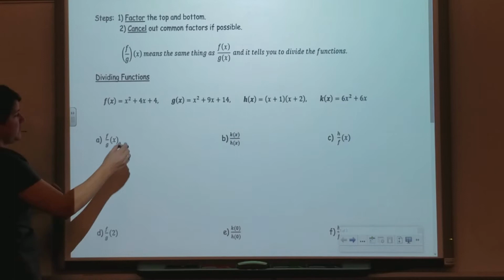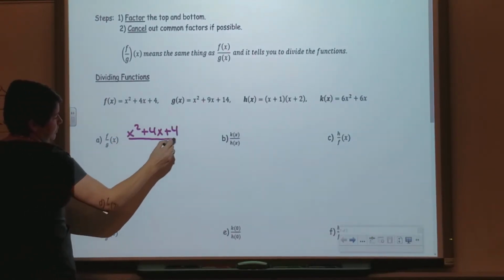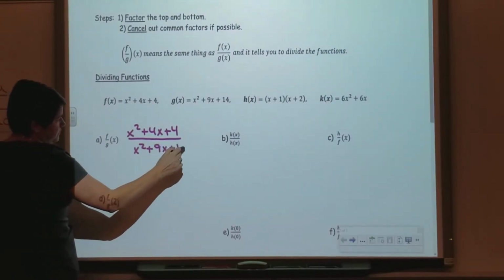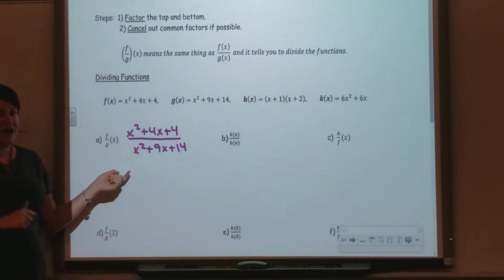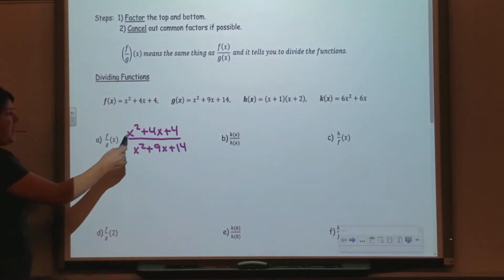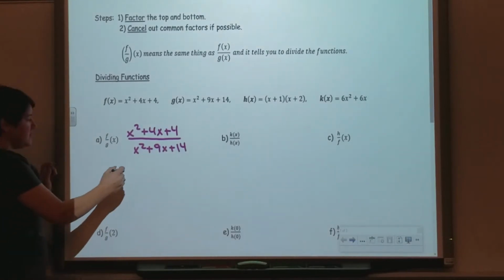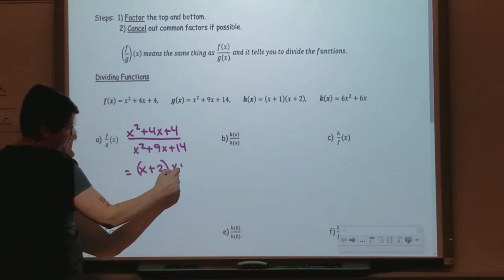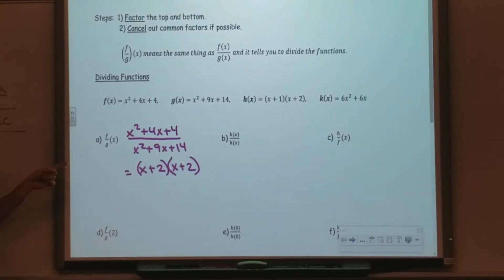So for letter A, we take x squared plus 4x plus 4, and we're dividing it by g of x, which is x squared plus 9x plus 14. From here, this problem looks really complicated, but once you factor, it becomes a lot easier. So I'm going to factor the top and I'm going to factor the bottom. The top is actually a perfect square trinomial. So when you factor it, you end up with x plus 2 times x plus 2. You can also write it as x plus 2 squared, but when you get to the bottom, you're going to need to know how to simplify that or cancel it out.